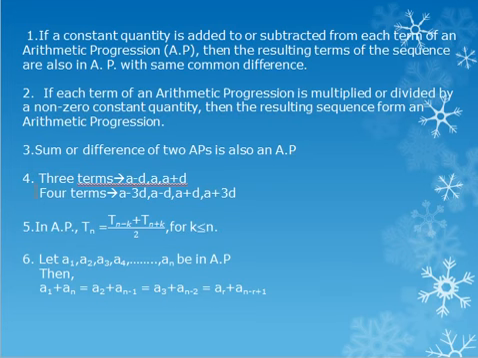Okay, now we come to the properties of the arithmetic progression. There are 6 properties, and the first one is: if a constant quantity is added to or subtracted from each term of an arithmetic progression, then the resulting sequence is also an AP with the same common difference.